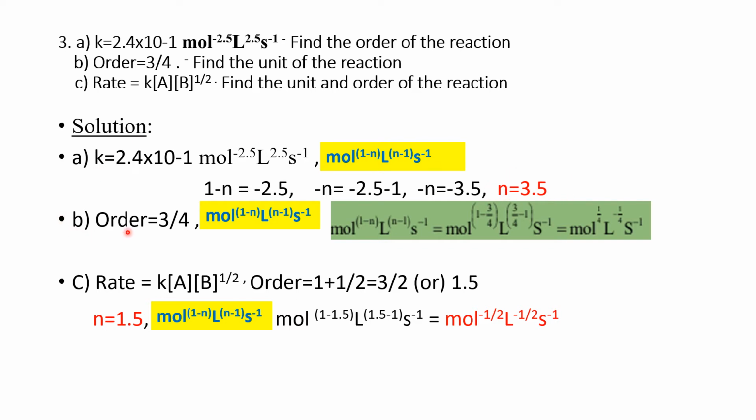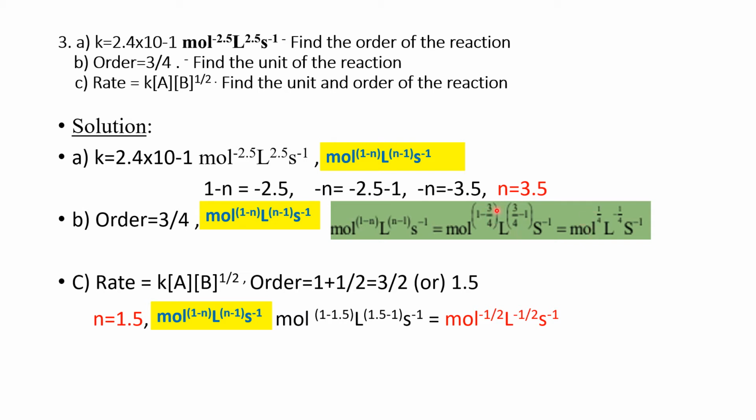For the second one, the order is given, and we need to find the unit. How to find the unit? In the same way, with the help of the general unit. See, order is n, and n is 3 by 4. So substitute 3 by 4 in the place of n, and we can easily get the unit. So 3 by 4 in the place of n.